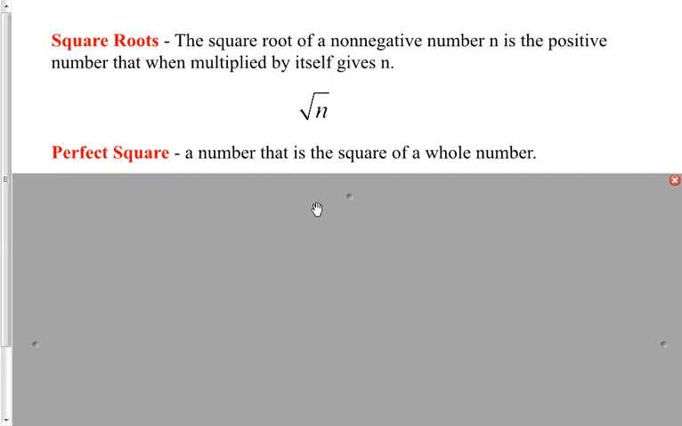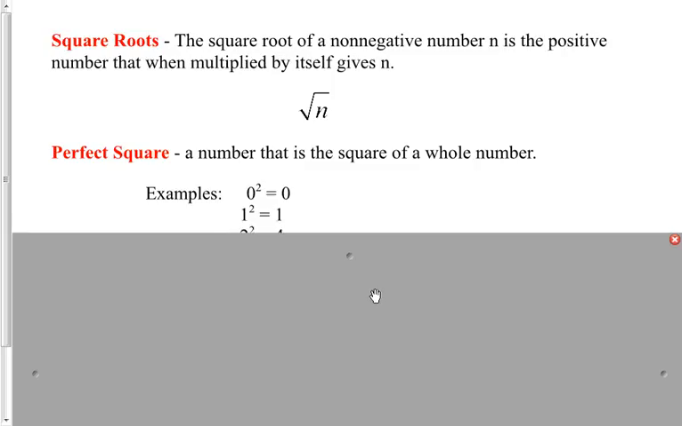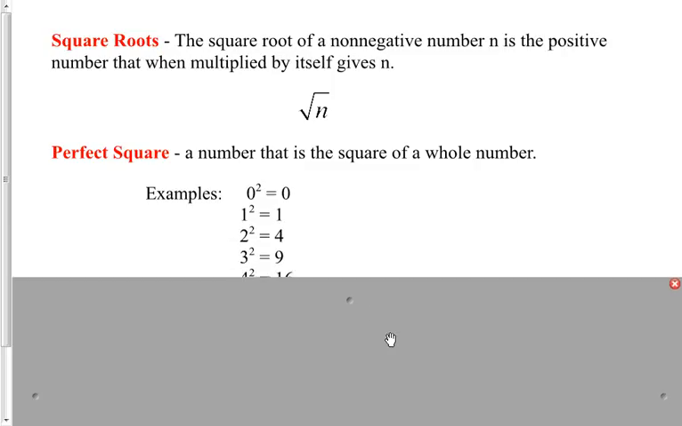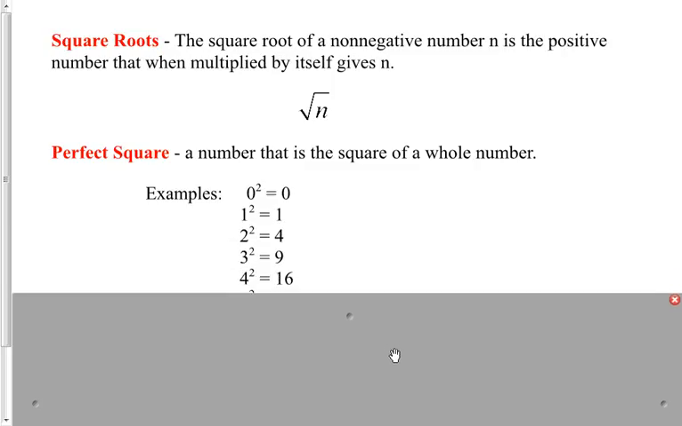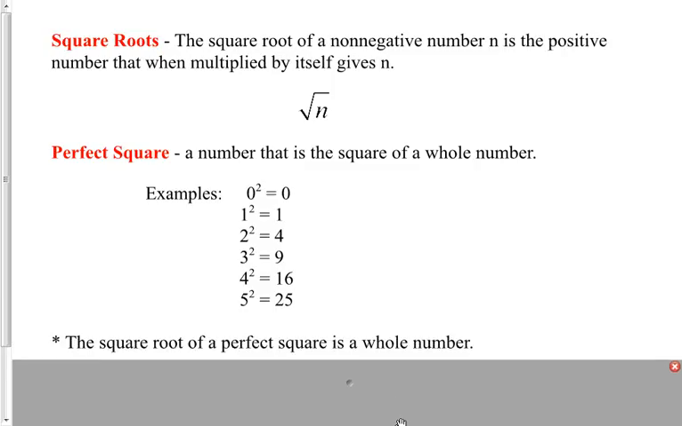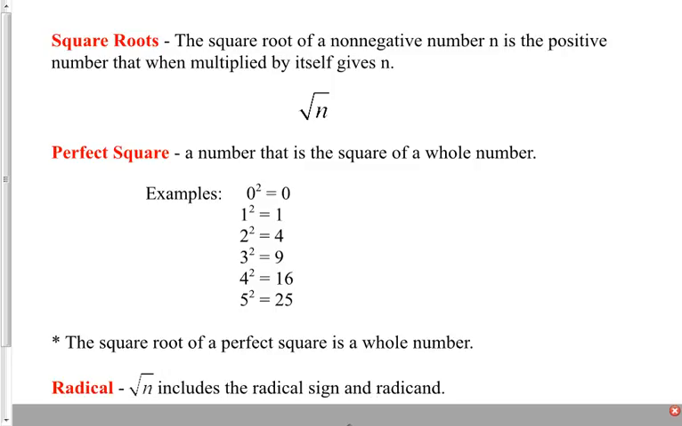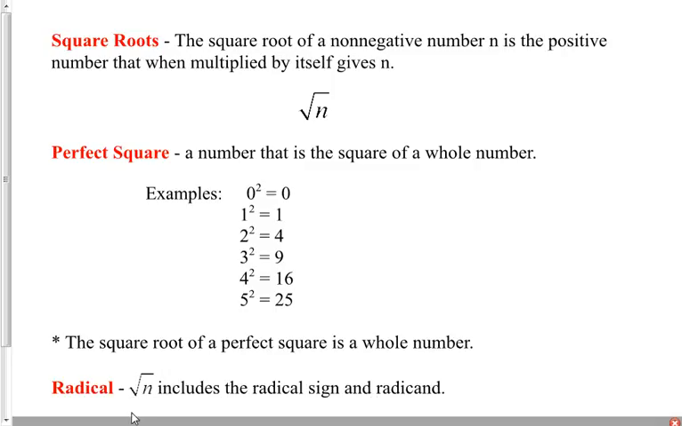A perfect square. A perfect square is a number that is the square of a whole number. Examples: 0 squared is 0, 1 squared is 1, 2 squared is 4, 3 squared is 9, 4 squared is 16, 5 squared is 25. Note the square root of a perfect square is a whole number. And radical, square root of n, includes the radical sign and radicand.